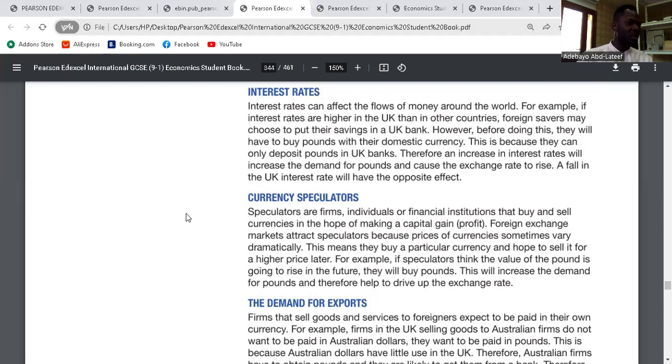So who are these speculators? They have optimistic feelings. They are optimistic that whatever they invest in now will bring about profit in the future.